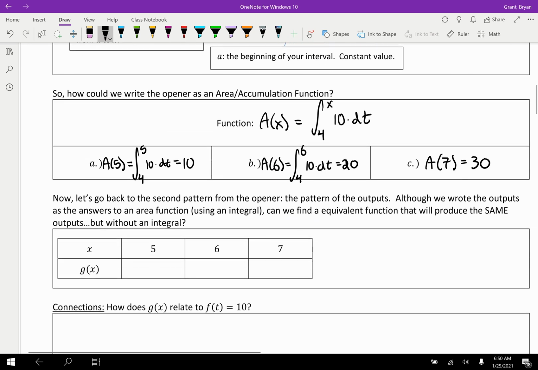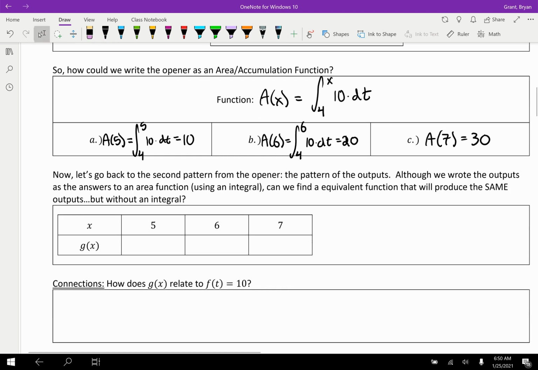Now, we're going to go ahead and look at that main pattern from the opener, which is the pattern of the outputs. Okay, so although we said that there's all this stuff in the middle, right? We're finding an integral by calculating the area underneath the curve. If we took away that step and just looked at the inputs, right, the upper limit of integration, and the outputs as just individual numbers, we took away calculating areas and we just looked for patterns.